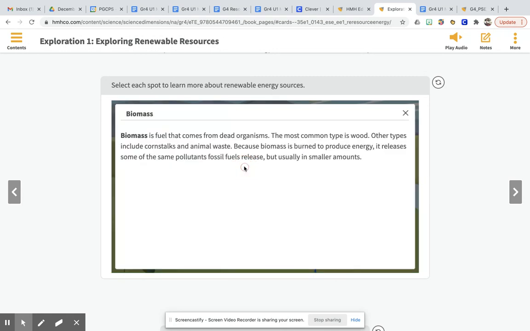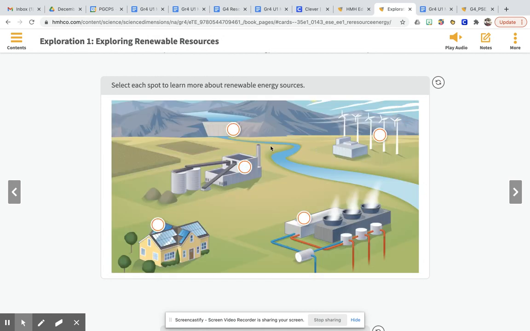All right, let's look over here. It says biomass. Biomass is fuel that comes from dead organisms. The most common type is wood. Other types include corn stalks and animal waste. Because biomass is burned to produce energy, it releases some of the same pollutants fossil fuels release, but usually in smaller amounts. And so while biomass is going to be associated with our renewable energy sources, we just learned that biomass can be a cause of pollution.